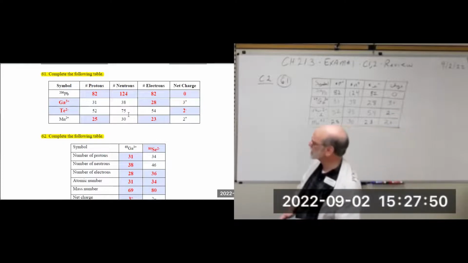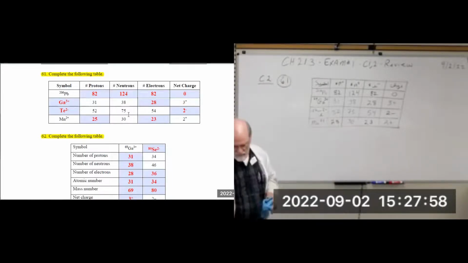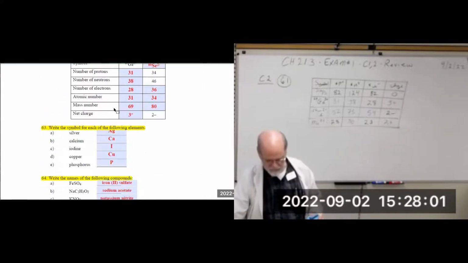62 is kind of like the same thing, right? Protons, neutrons, electrons, atomic number, mass number, net charge. So we're not going to do that one. It's repetition.